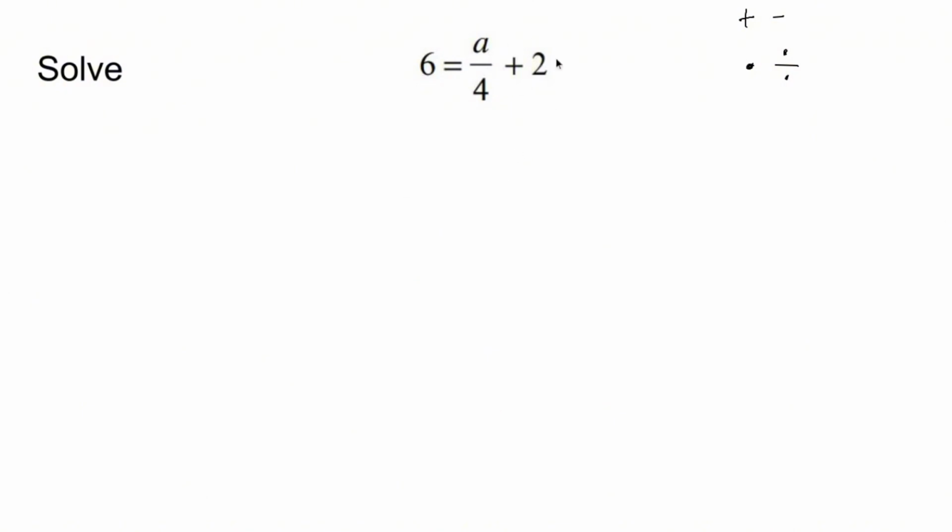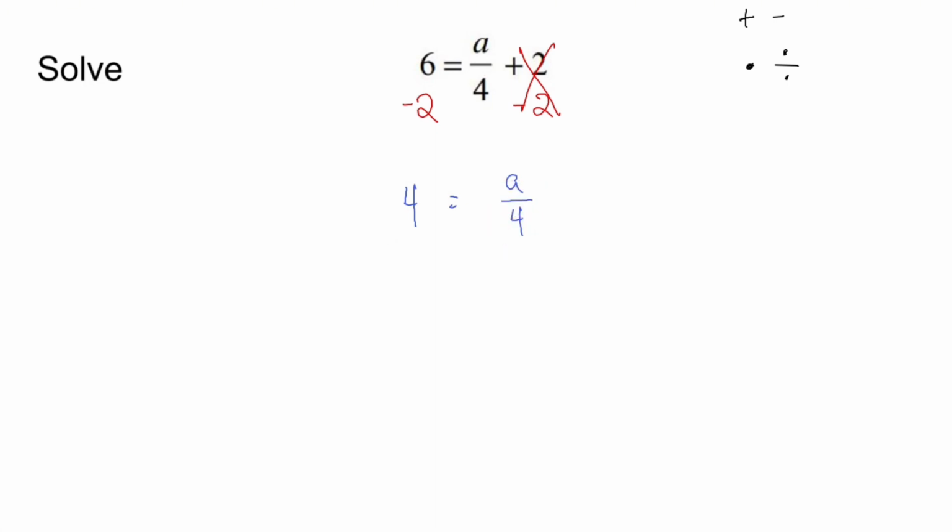The way we get rid of a positive 2 over here is do the inverse of positive 2, which is minus 2, and we're going to do that to both sides. So minus 2 minus 2. 2 minus 2 becomes 0, which means you are now useless. On the left, we have 6 minus 2, which becomes 4, equals nothing happened to A over 4, so that stays the same.